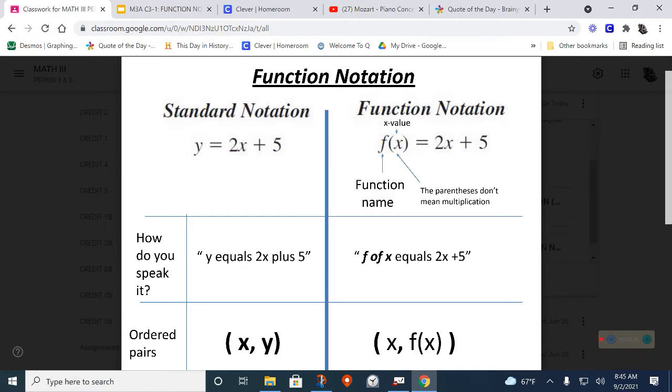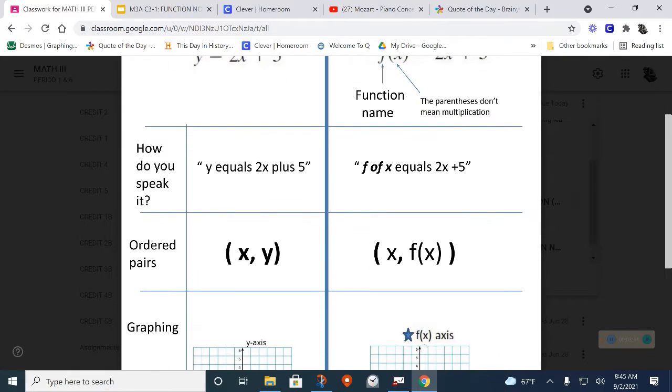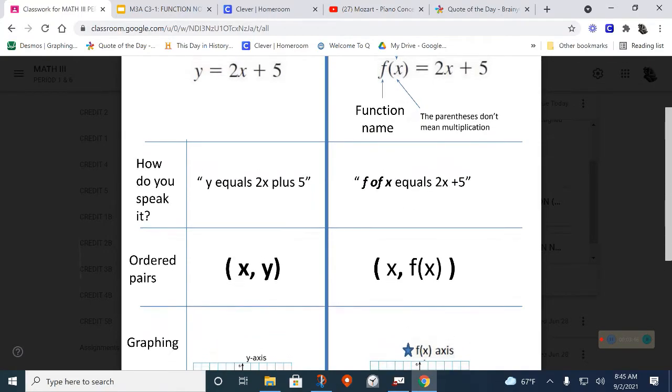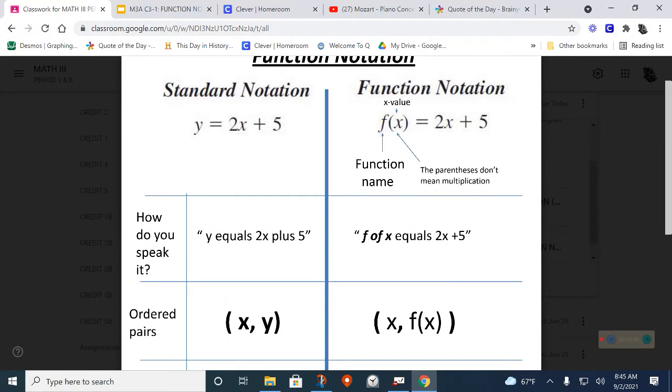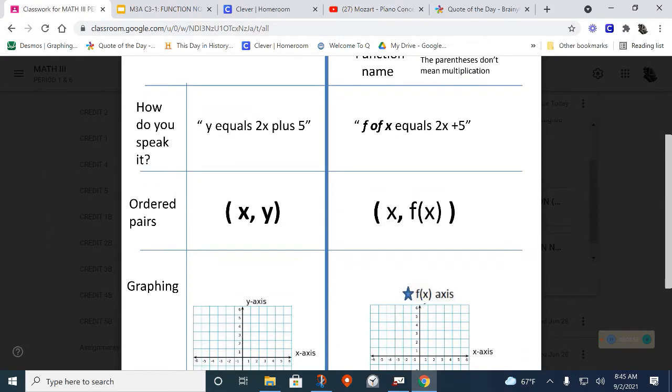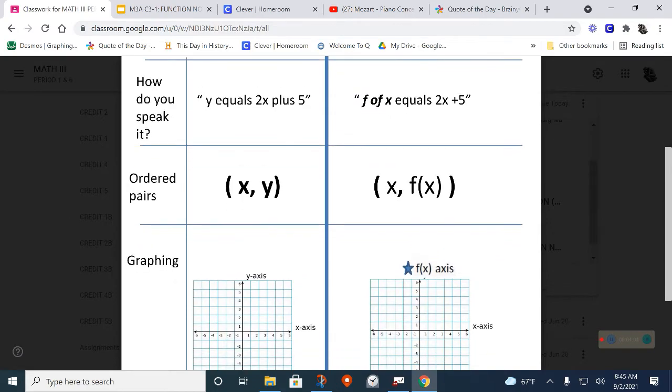Look at what I wrote right here. How do you speak it? Well, y equals 2x plus 5. We know that. That's from junior high. Well, how do you say this? F of x equals 2x plus 5. How about the ordered pairs if you're going to graph them? X, y. That's from math 1, math 2, junior high. But now it's x, but instead of y, it's f of x, the function at that input.